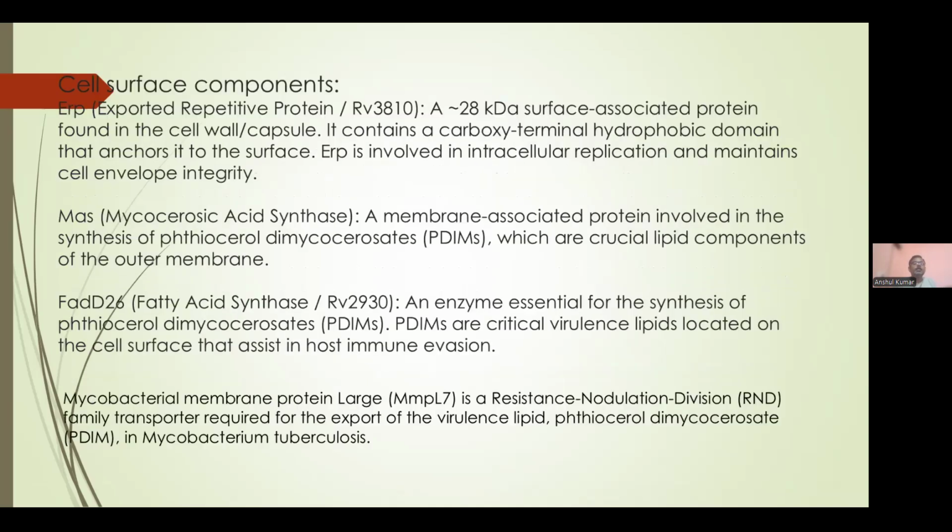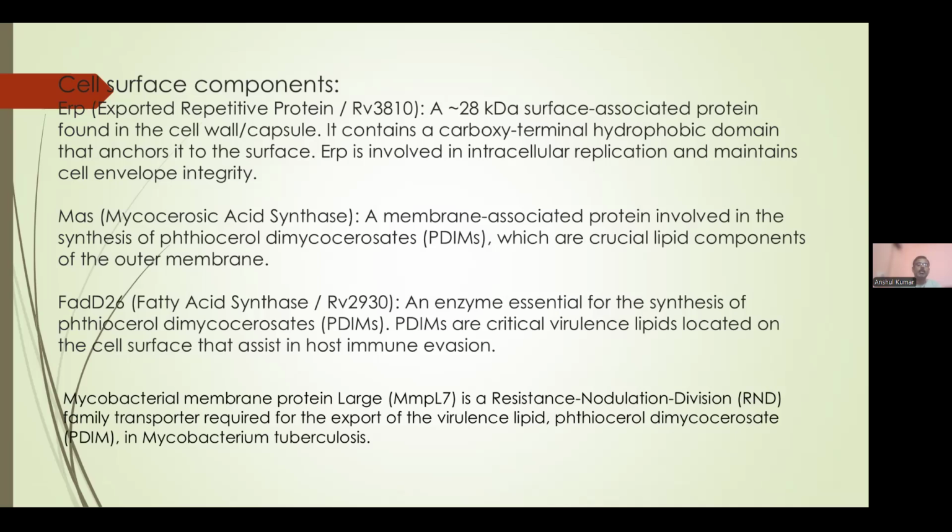Now coming to the next, that is the cell surface components. So here ERP, that is the exported repetitive protein, secreted by the RV3810 gene, is approximately a 28 kilodalton surface associated protein found in the cell wall and capsule. It contains a carboxy terminal hydrophobic domain that anchors it to the surface. ERP is involved in intracellular replication and maintains cell envelope integrity.